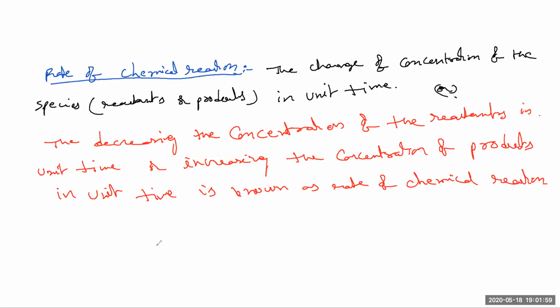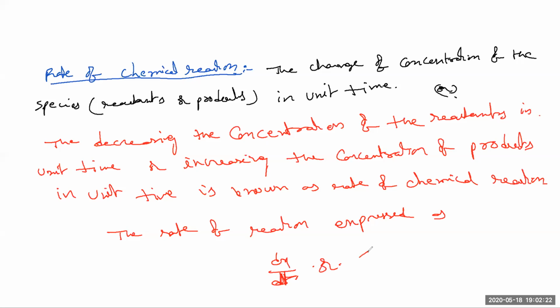The rate of reaction is expressed as dx by dt. What does dx mean? Change in concentration. dx by dt or delta x by delta t. Here, what does dx by dt mean? Instantaneous rate of reaction. Delta x by delta t means average rate of reaction.